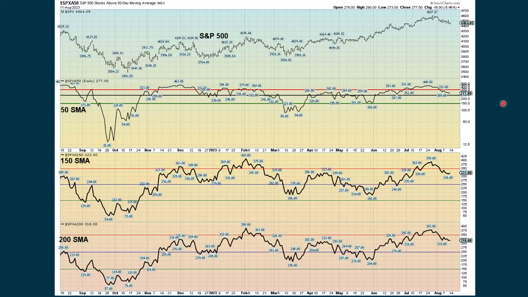Then we look at a moving average study. I keep a 50-period moving average up here on top. What I'm really looking at are the 150 and 200. We had been extreme positive with both of these, but now we're starting to come back down.